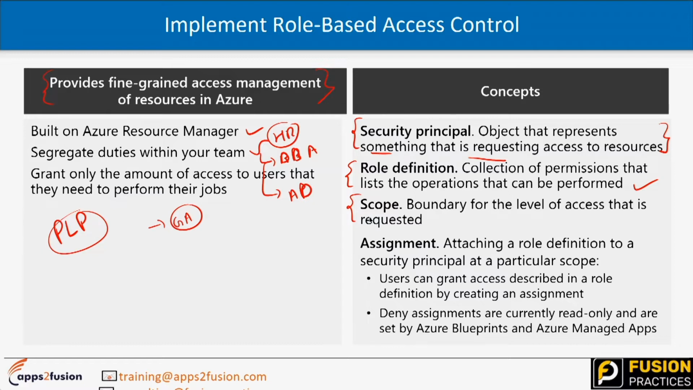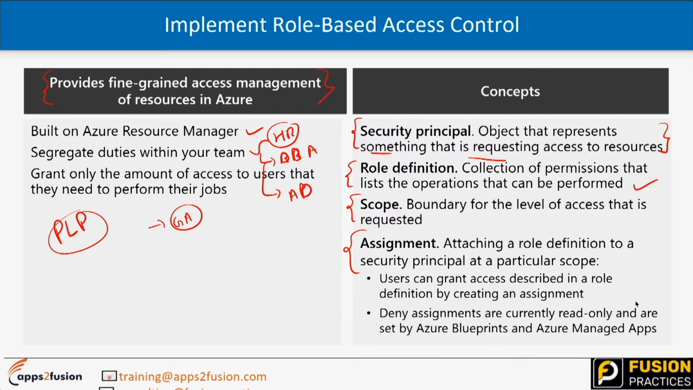Assignment, where you are assigning the role. So basically you can assign a role at different levels, attaching a role definition to a security principal, which becomes your assignment. A user can be granted access described in a role definition by creating an assignment. Whenever you attach a role to a user or any other service principal, that becomes your assignment. A security principal is basically anything which is requesting access to a resource.